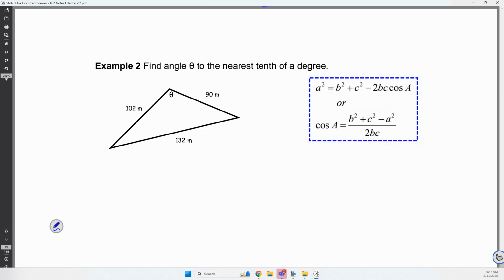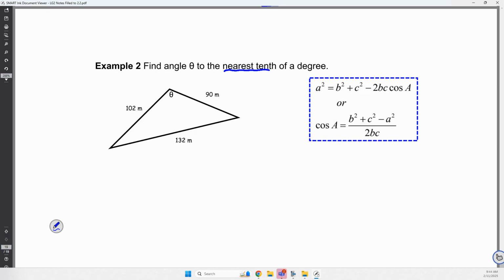Let's do another one. Find angle theta to the nearest tenth of a degree. I'm going to go ahead and label everything. Again, you can label it however you want, whatever information you have. Sometimes it's easier to look at your formula and label it based on that.